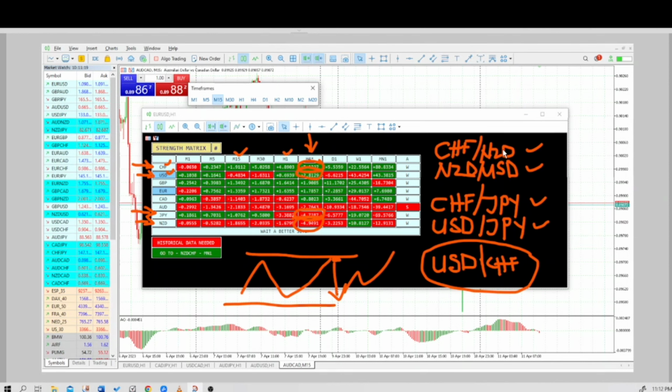But on my chart, my broker does not offer me NZD Swiss. I don't know why. So we will not find NZD Swiss chart, but you can find the other four. So that's what I screenshot to show you.